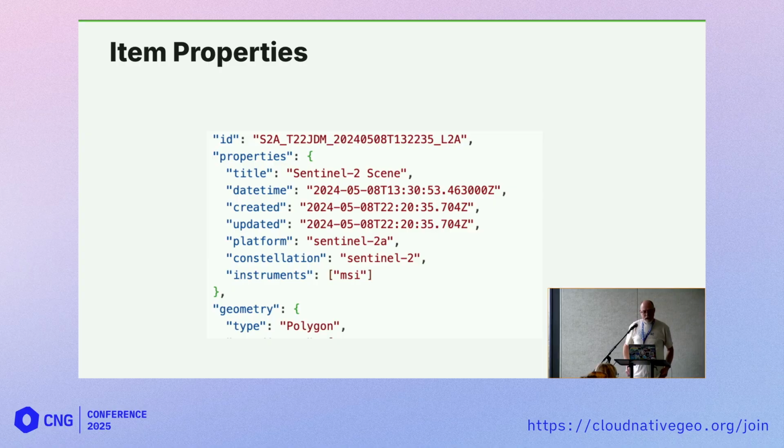Okay, expanding on the item properties. Item properties, we've got really pretty basic properties here. This is where your date time goes. You have some other date timestamps, platform, constellation. These are your basic properties. It's like, what's the platform? What's the constellation?